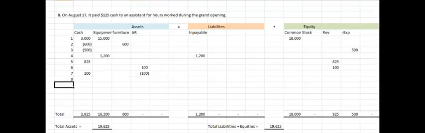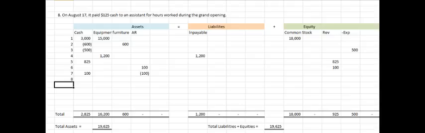Okay, now transaction 8. It says on August 17th, it paid $125 cash to an assistant for hours worked during the grand opening. So what happened? You know that cash is an account that's affected by this transaction, but what else?